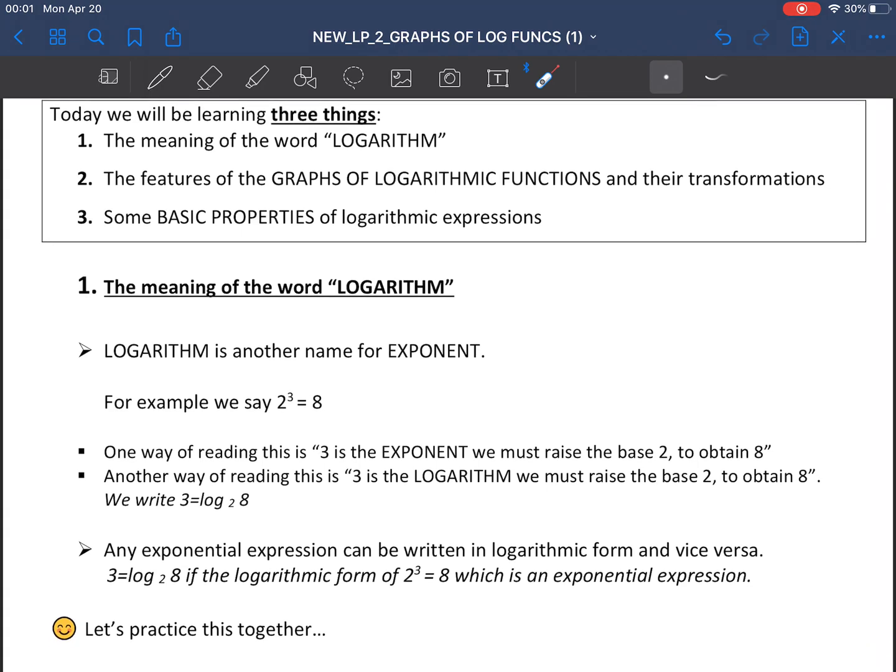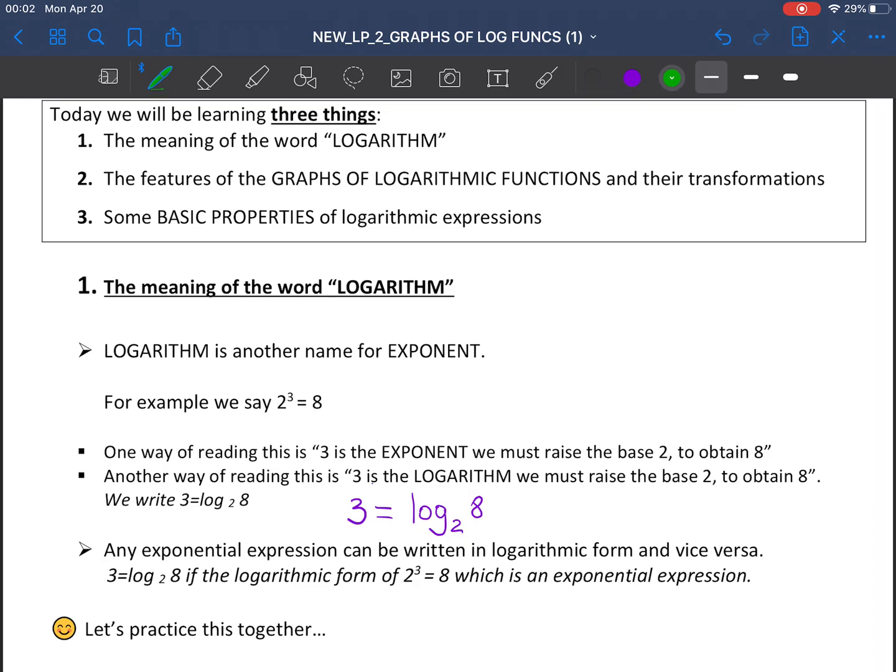Now, since we said that the word logarithm is just another name for exponent, we read this with the word logarithm in it. So we're going to say 3 is the logarithm. We must raise the base 2 to obtain number 8. Now I'm going to write this statement in a condensed form. So we just said that 3 is, meaning equals, the logarithm, for short we write log. We must raise the base 2, so 2 at the bottom, to obtain number 8.